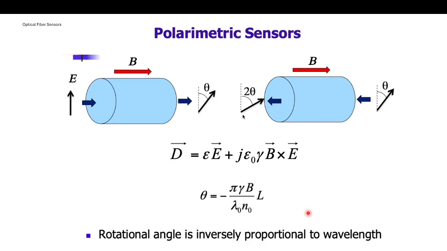Similarly, polarimetric sensors are also used, where the polarization changes if you change the angle, and the angle is doubled if you use the response from the backward side. Okay.